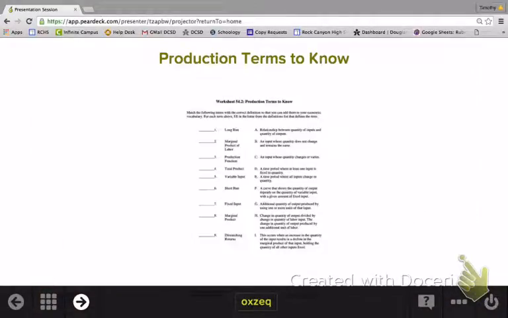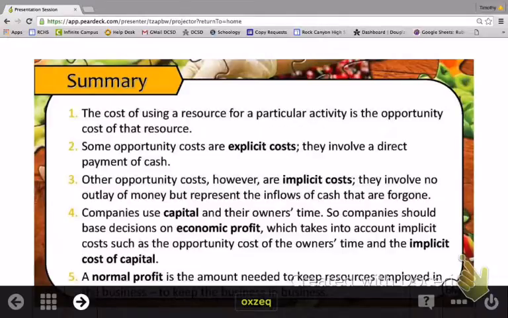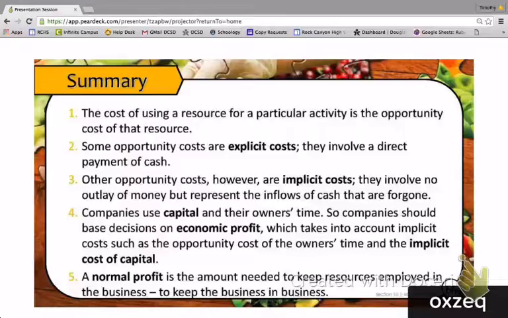This activity here, production terms to know, we'll deal with in class. And so on this slide, we get to the summary of this Module 54. And again, you can pause the video now. You can review this summary, maybe copy it into your notes. But this concludes our look at Module 54 on the production function.